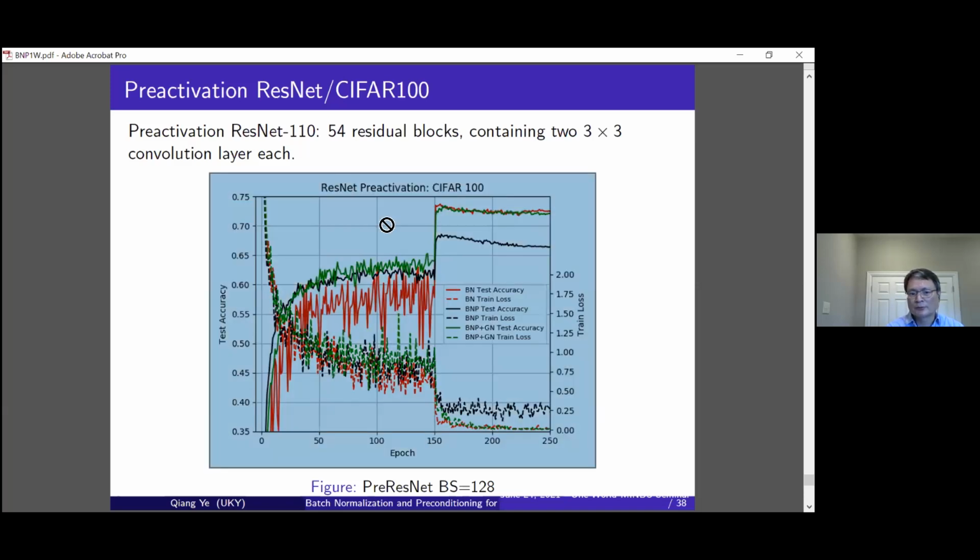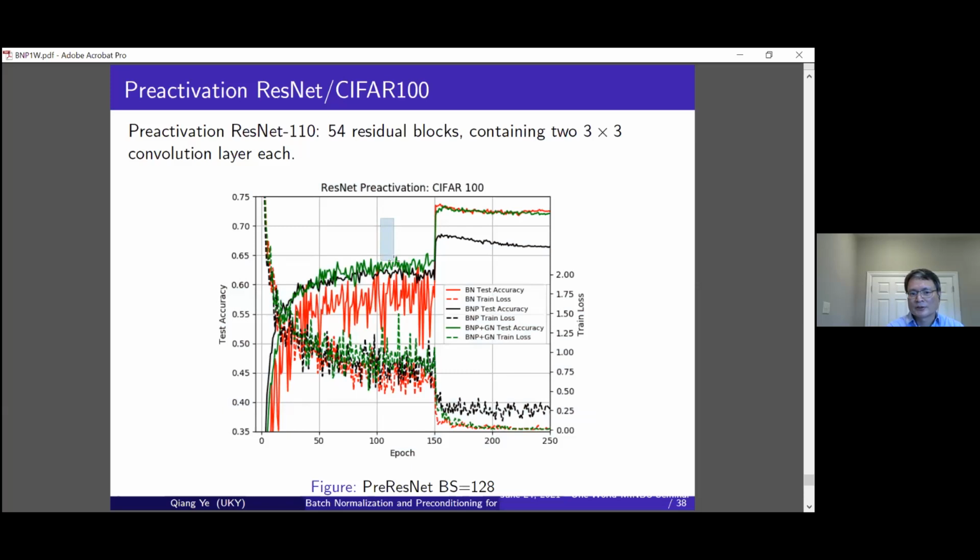The green line performs the best initially, accelerating significantly, and the final accuracy is also comparable to BN. It also shows much smoother convergence, less oscillatory. Okay, so those are the experiments.